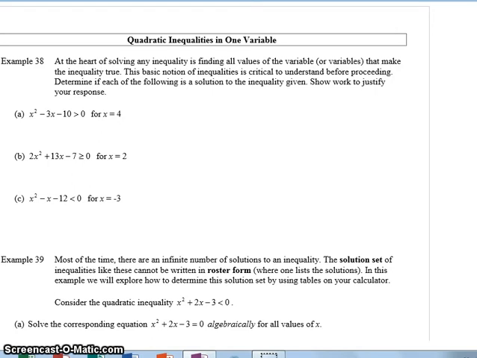This is Unit 3, Day 6. We're starting off with example 38 here, quadratic inequalities in one variable. All right, if you remember back in algebra, we talked about inequalities. Inequalities just simply mean greater than, less than, greater than or equal to, or less than or equal to, okay?